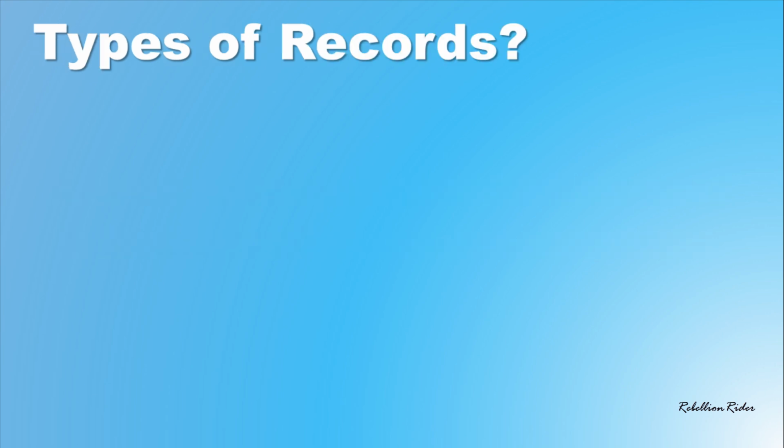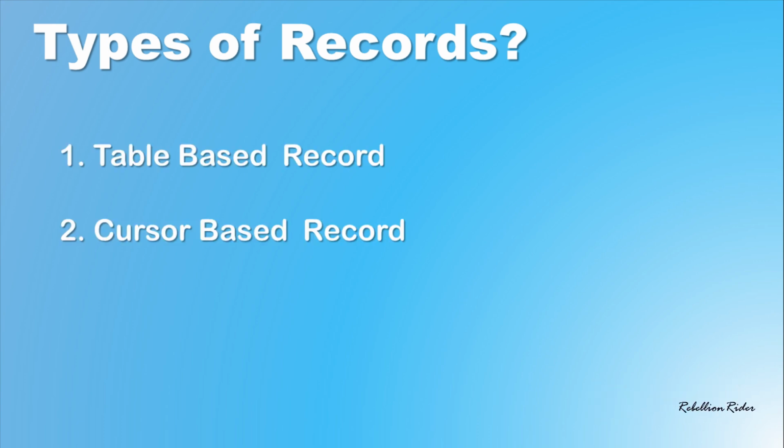Next is type of record data type in Oracle database. In Oracle PL SQL, we have three types of record data type: table-based record, cursor-based record, and user-defined record. We will learn about each of these record data types one video at a time. Now let's see how to declare a record data type in Oracle database.